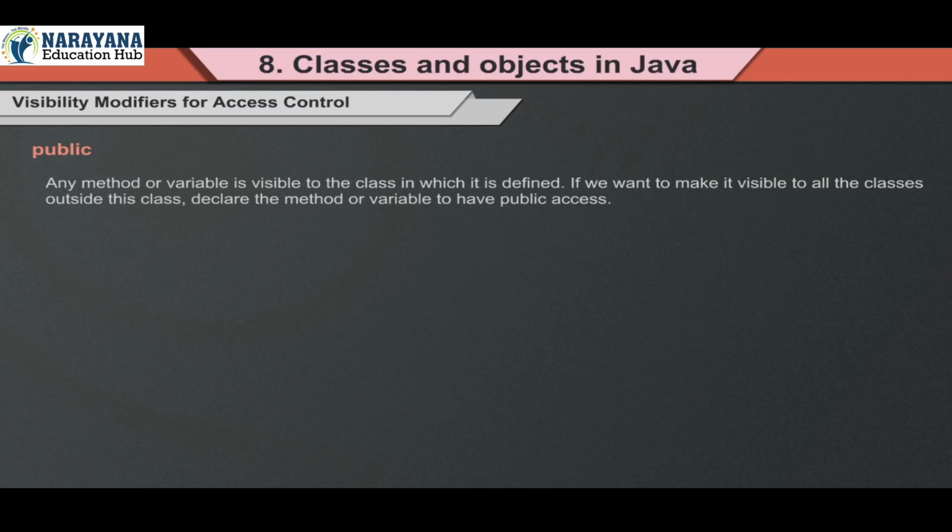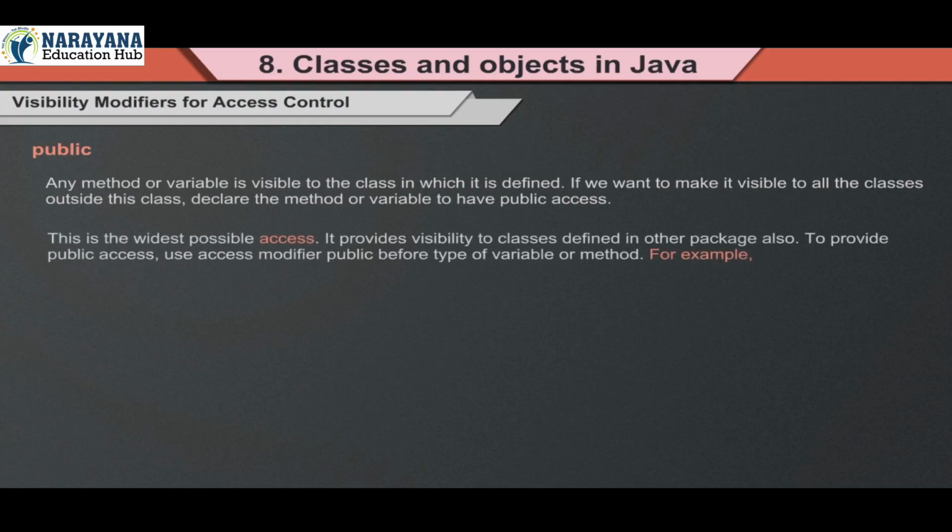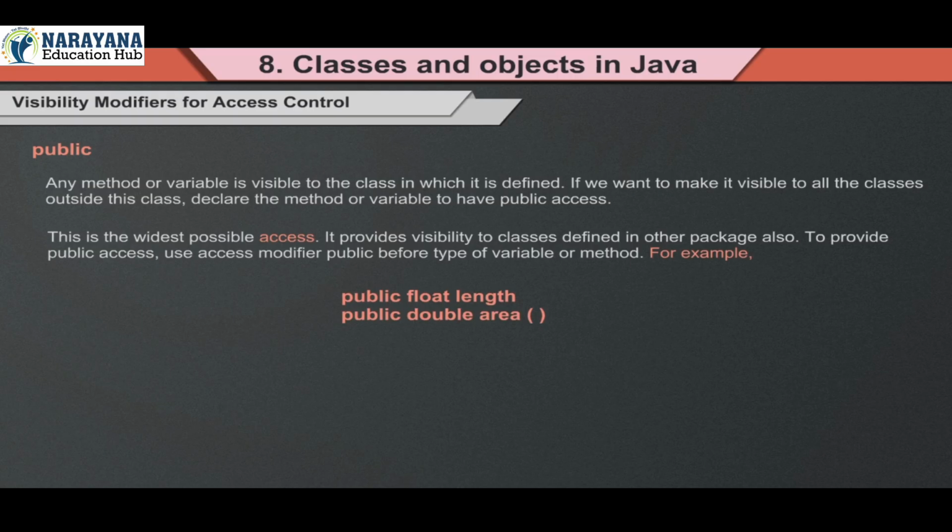Public. Any method or variable is visible to the class in which it is defined. If we want to make it visible to all the classes outside this class, declare the method or variable to have public access. This is the widest possible access. It provides visibility to classes defined in other packages also. To provide public access, use access modifier public before type of variable or method. For example, public float length; public double area().